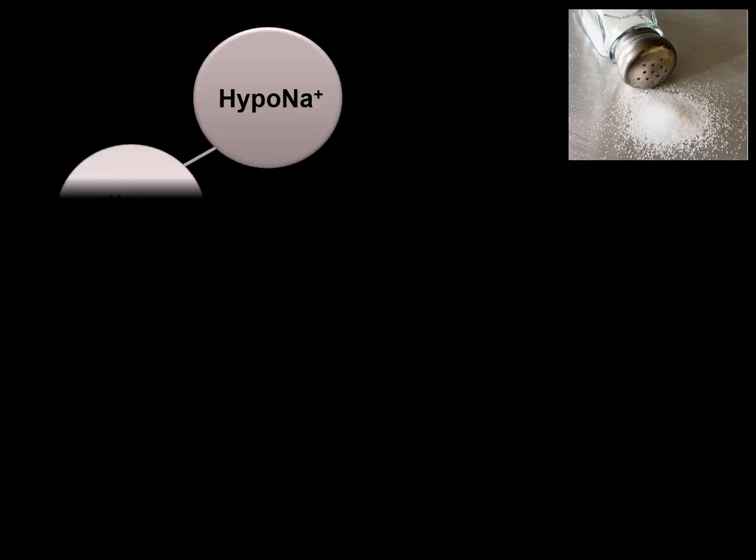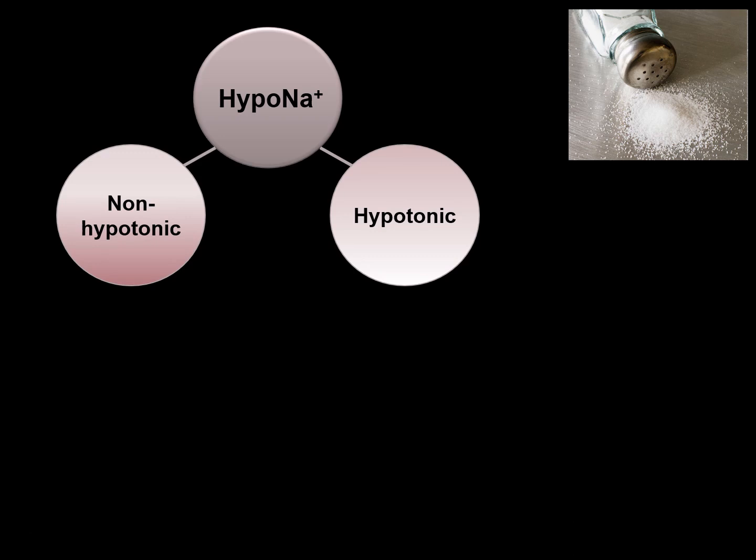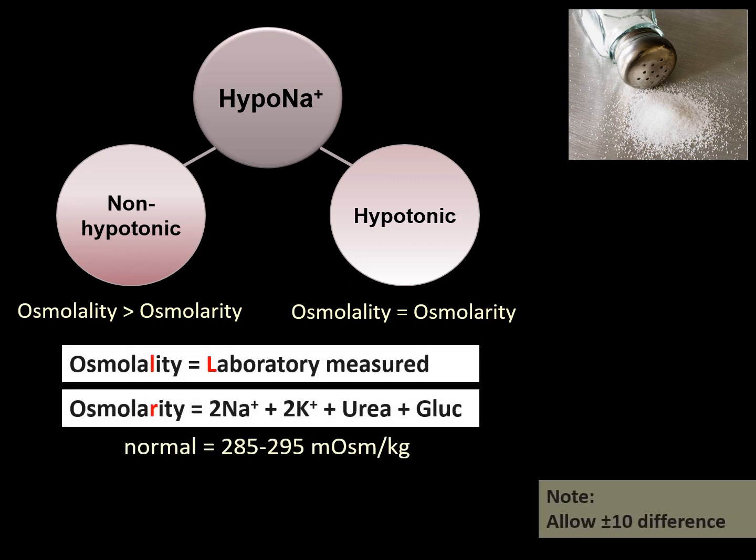When we first see a patient with hyponatremia, we have to first determine if it is a non-hypotonic hyponatremia versus a hypotonic hyponatremia. In order to do that, we have to compare between osmolality and osmolarity. Osmolality with an L is a laboratory measured level, while osmolarity is calculated using this formula. We will allow a ±10 difference between the two values before we will call it a significant difference.